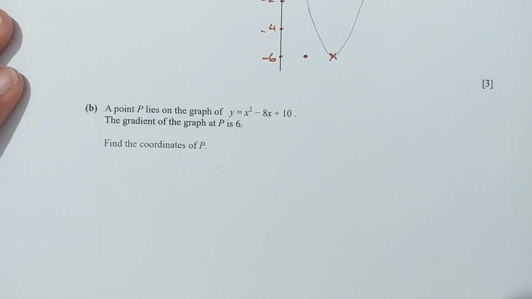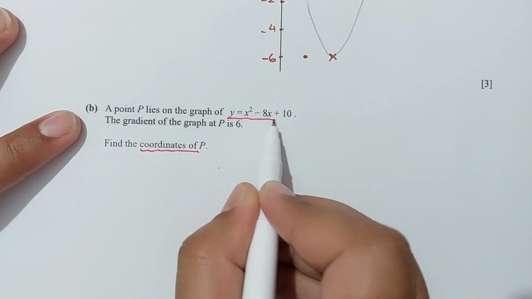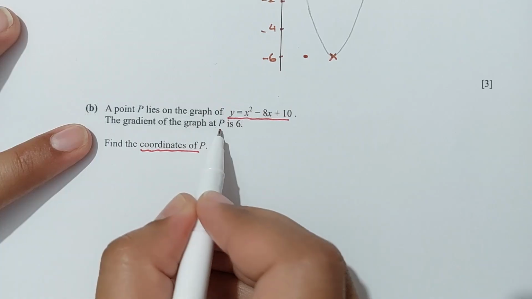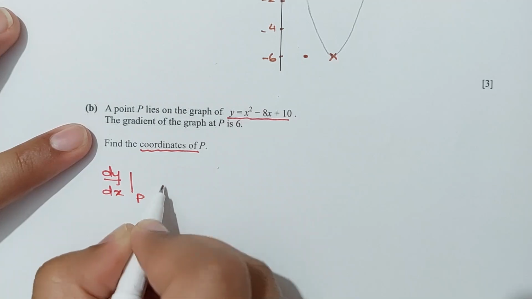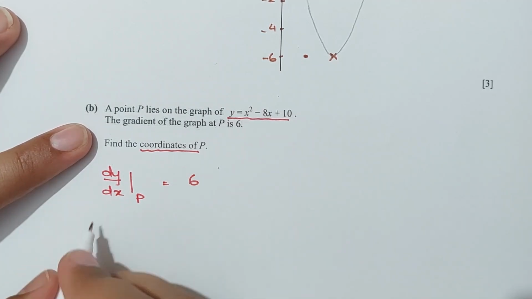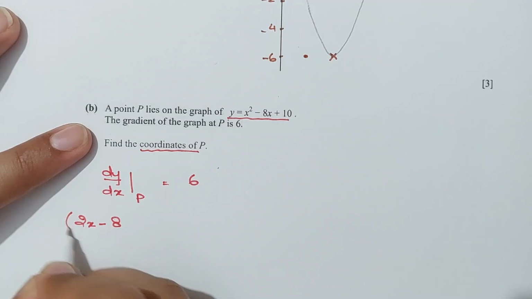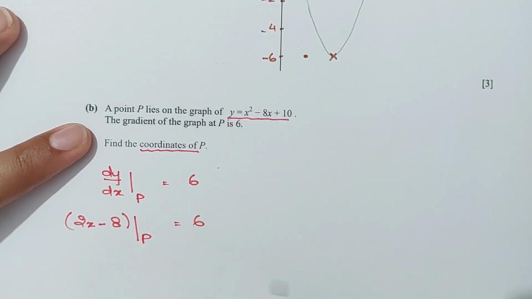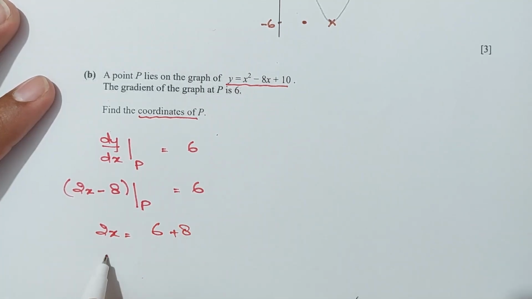All right, so let me solve for the coordinates of the point P. Point P lies on the graph of this function, right? The gradient of the graph at P is 6. So let me find the gradient of the graph, dy by dx, at point P. This would be equal to 6. The derivative of x square is 2x, minus 8x is minus 8, and 10 is a constant term, its derivative is 0. At some point P, this would be equal to 6. Let me solve for the x coordinate of P. So 2x would be equal to 6 plus 8. 2x equals 14, and x is equal to 14 by 2, which is 7.